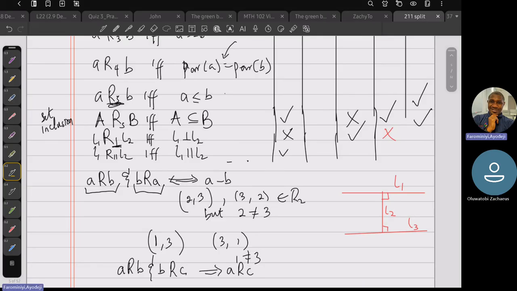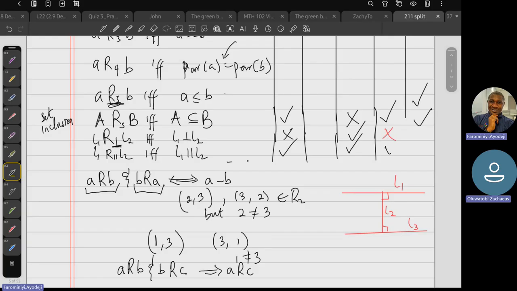Is it symmetric? Let's see. Line 1 is parallel to line 2. Line 2 is parallel to line 1. Yes, it is symmetric. Is it transitive? Let's see line 1, line 2, and line 3. Line 1 is parallel to line 2, line 2 is parallel to line 3, that means line 1 is parallel to line 3. Yes, it is, sir. There's no hidden trick in this one.